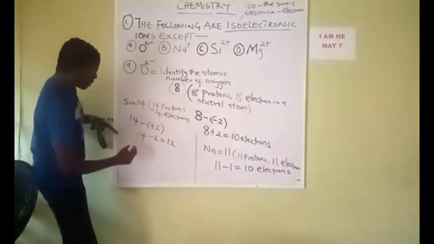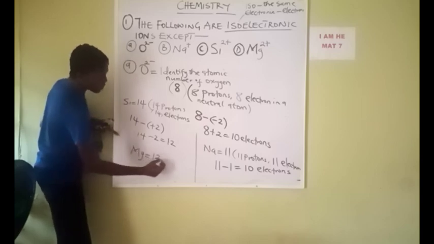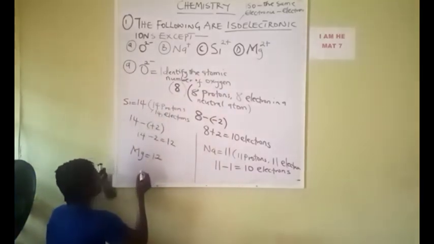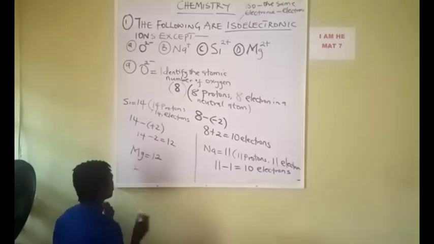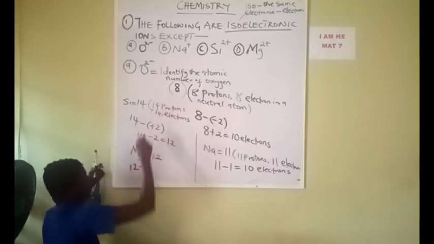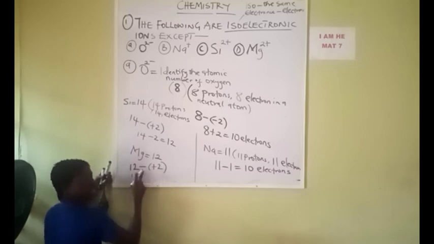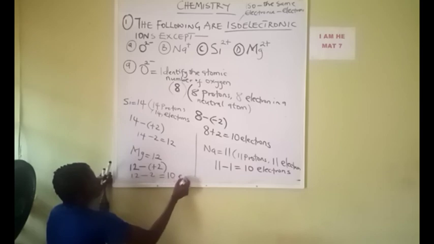Let's see for magnesium then. Magnesium has 12 as its atomic number. So 12 minus, what's the charge given to us there? Plus 2. So we have 12, plus times minus is minus 2. That's 12 minus 2, which is 10. This is 10 electrons.